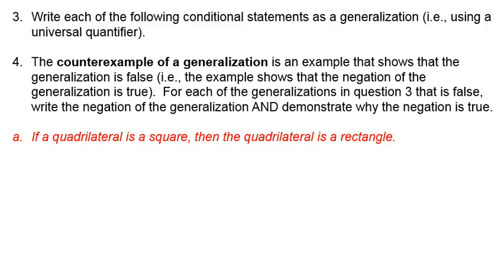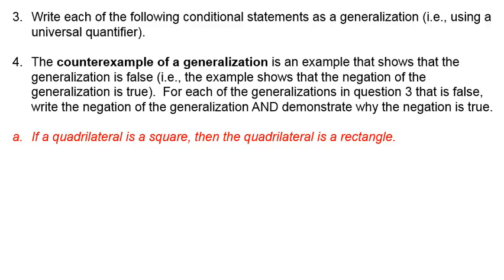Question 3a says, if a quadrilateral is a square, then the quadrilateral is a rectangle. Okay, this statement is not saying that if you have a particular quadrilateral that's a square, then that quadrilateral is a rectangle. It's saying for any quadrilateral that's a square, that quadrilateral is a rectangle. So question 3 says write each of these conditional statements as a generalization.